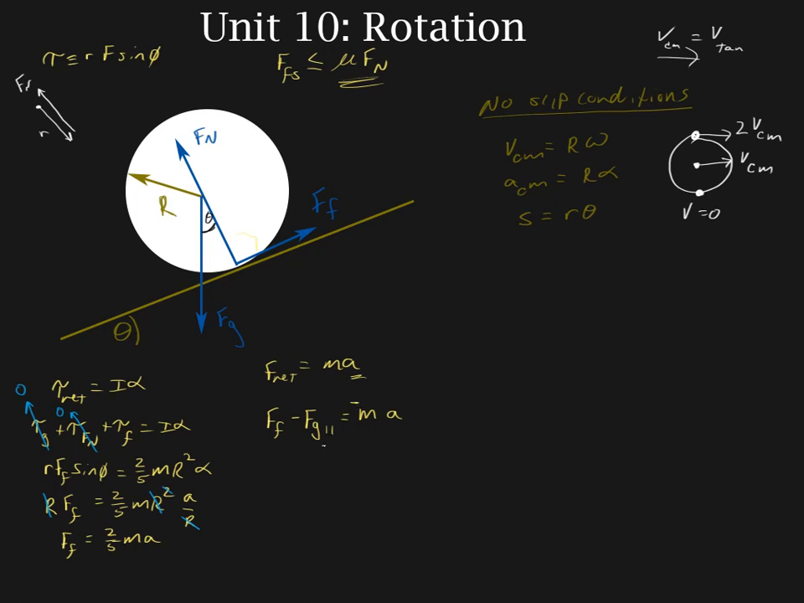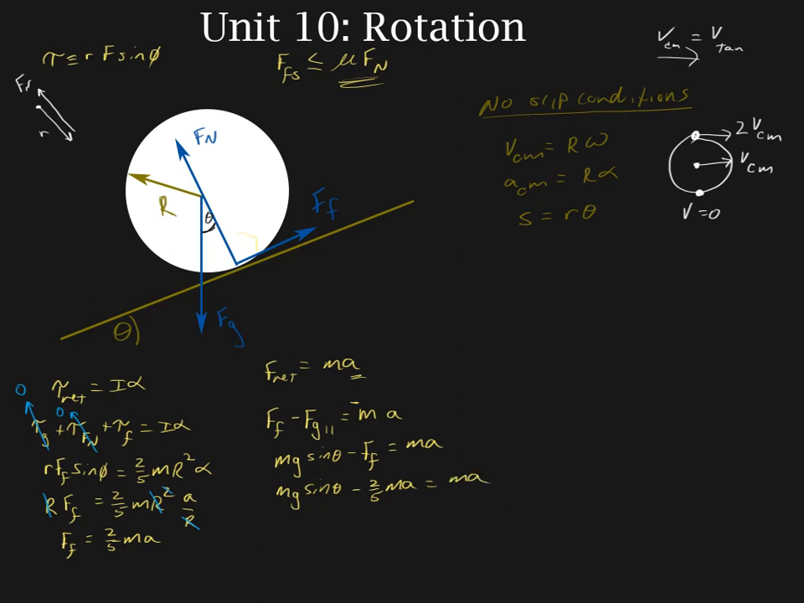So we can write this, we know Fg parallel from our study of ramps before is going to become mg sine of theta minus the force of friction is equal to ma. So basically I just got rid of that negative sign by swapping sides. Now this is why we did not want to try to solve this with mu times the normal force, because we're going to substitute 2/5 ma for friction. So we get mg sine of theta minus 2/5 ma is equal to ma.